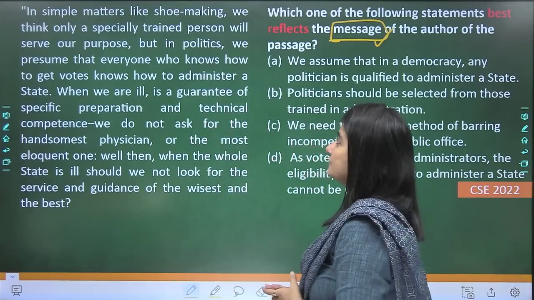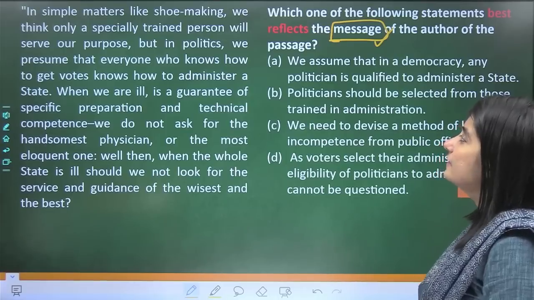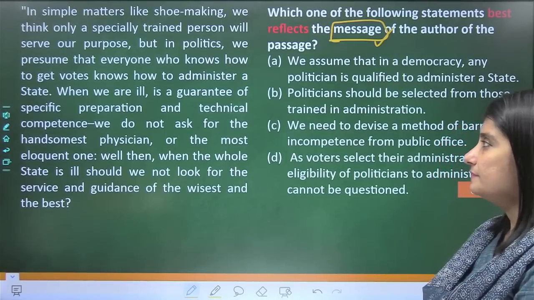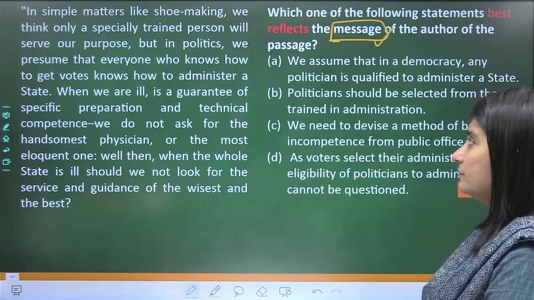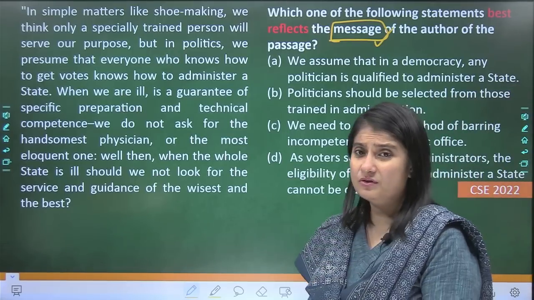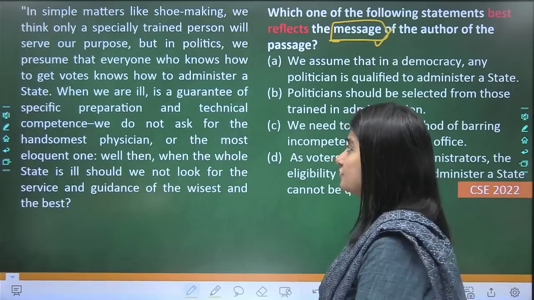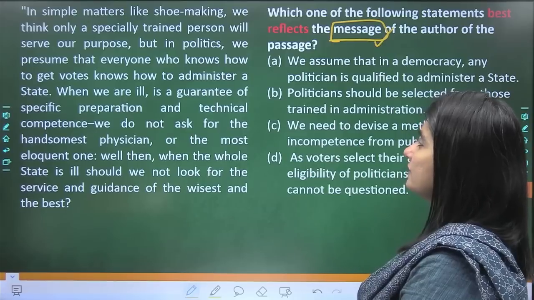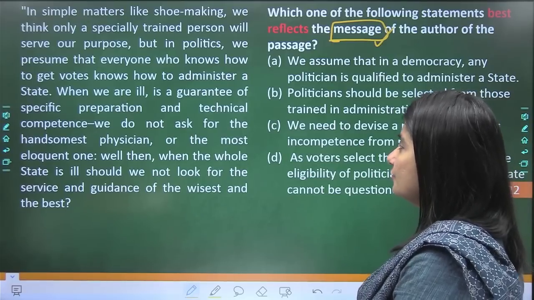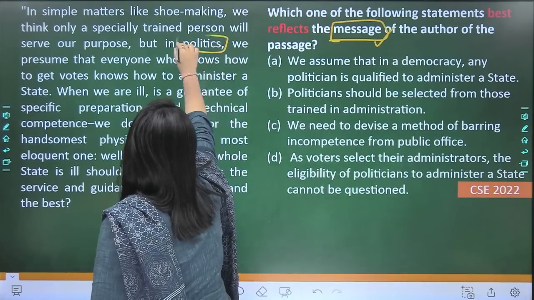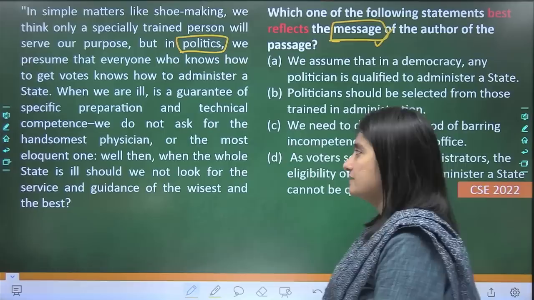Let us read the passage. In simple matters like shoemaking, we think only a specially trained person will serve our purpose. So we are talking about some specially trained person, we are still not getting the gist. Let us go ahead. But in politics, we presume that everyone who knows how to get votes knows how to administer a state. So we are talking about politics explicitly in this passage.